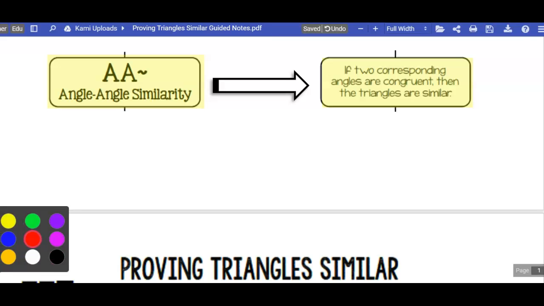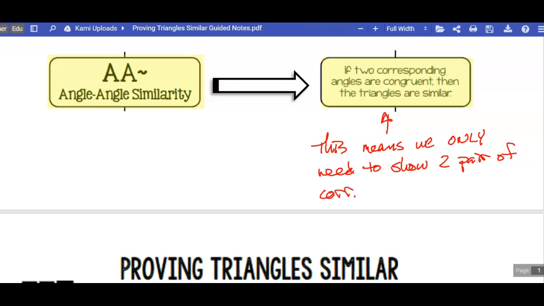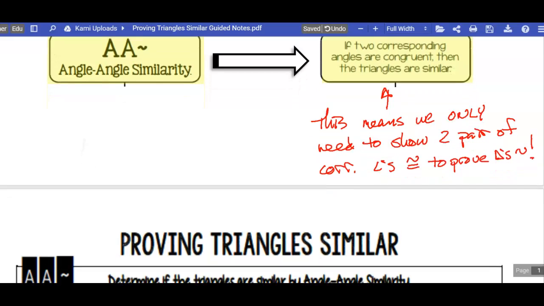So this is great because this means we only need to show two pair of corresponding angles congruent to prove triangles similar. Okay, so that's pretty exciting. So instead of 6 pieces of information, we only need 2 pieces of information. We need 2 pair of corresponding angles congruent.